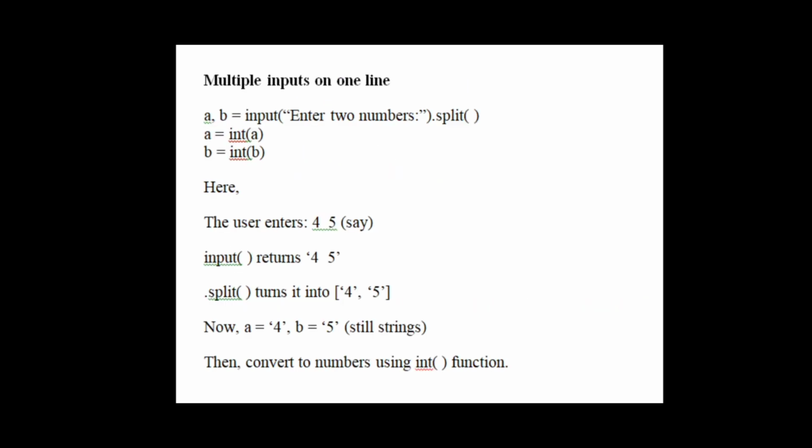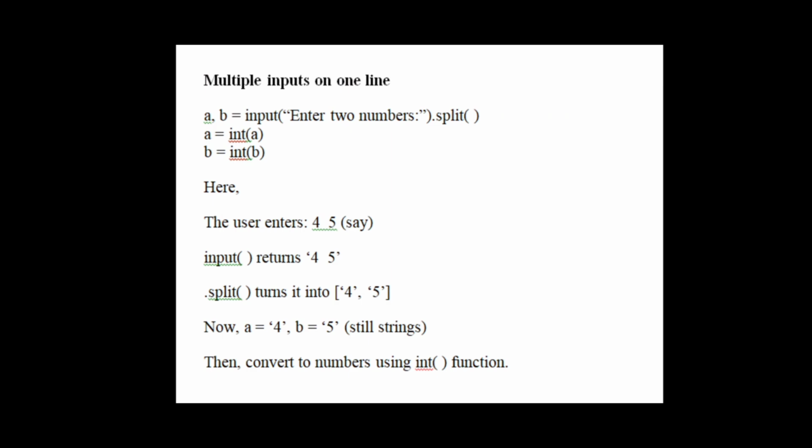Now multiple inputs on one line. A comma B equal to input, enter two numbers, colon, that should be under double quote, dot split, and split is a function. After that, A is equal to int A and B is equal to int B. Here, the user enters 4 space 5. Say, enter two numbers separated by space. So input returns 4 and 5.